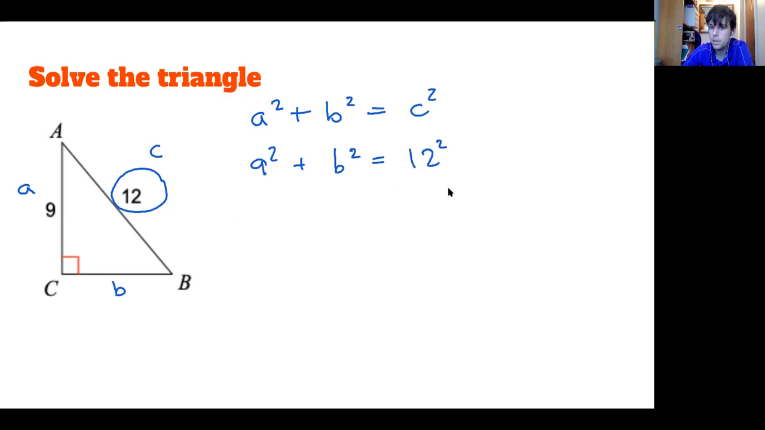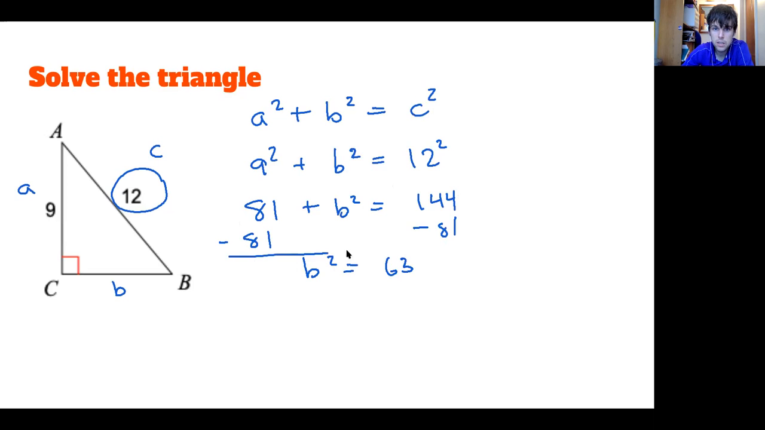Okay. Go ahead and square those numbers. We get 81 plus b squared equals 144. Subtract 81 on both sides. And we get b squared equals 63. And then we take the square root.